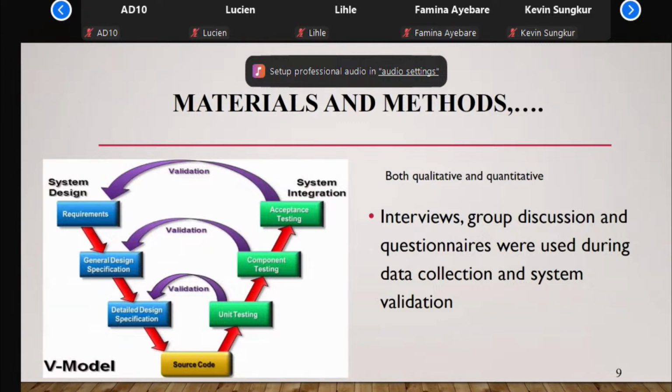As material and method, I used qualitative and quantitative data collection, which is interviews and group discussion, because I wanted to hear the concerns and opinions of the users. Questionnaires are used during validation of the system. The V model was chosen as the software development model because it is the best one. It helps to test any phase you have done.